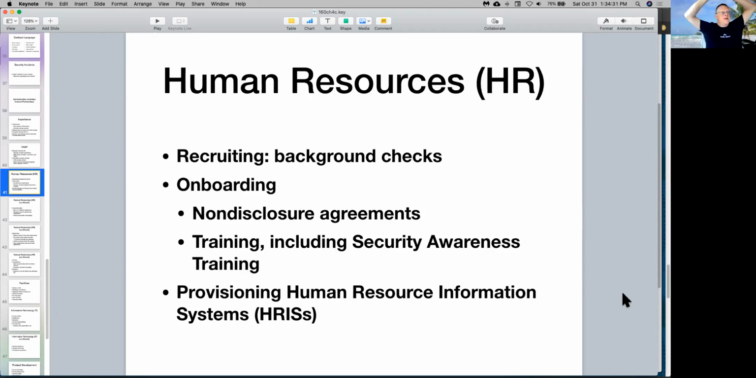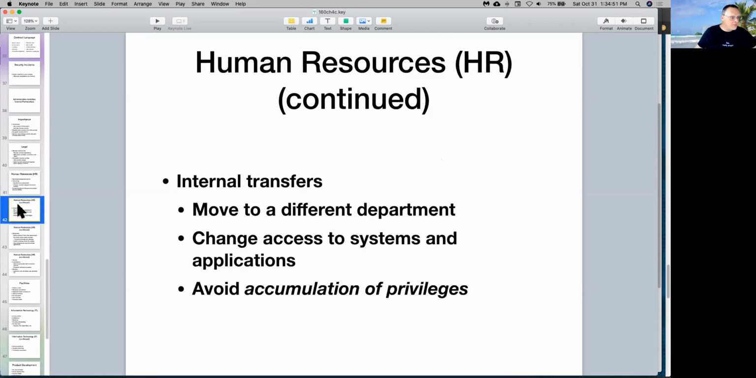Human resources is the source of a lot of security problems. You should be checking resumes, checking backgrounds, making people sign appropriate documents when they join, and you have to protect the information systems used by human resources that are full of social security numbers, payrolls, tax information, and stuff that you shouldn't be losing.